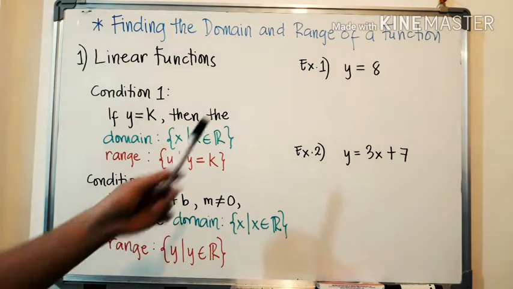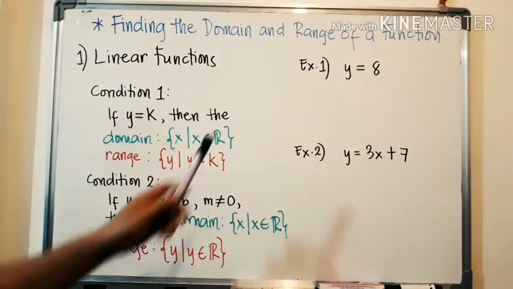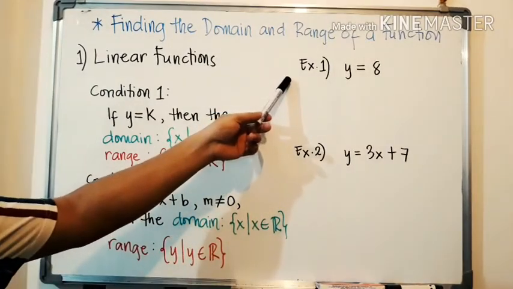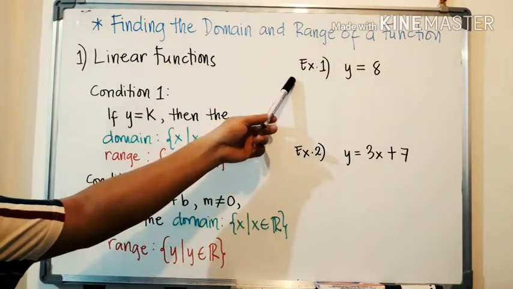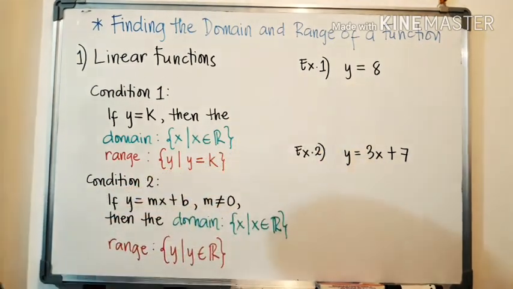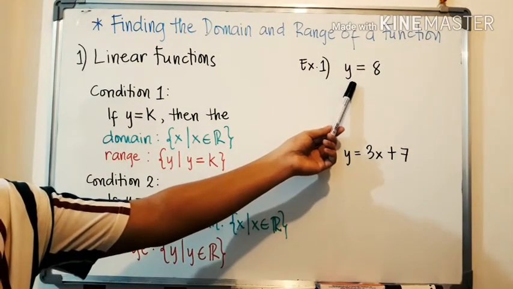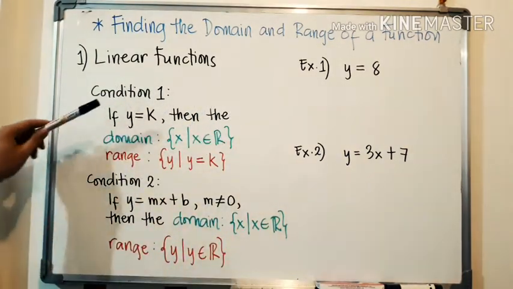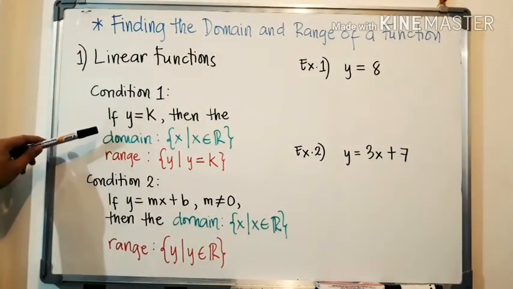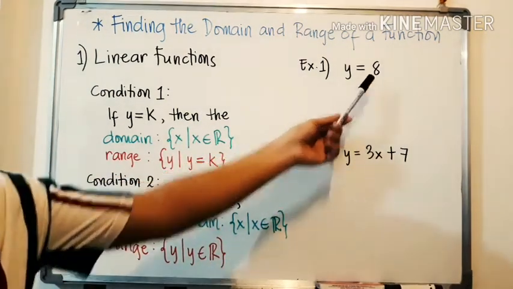So let's have these two examples. So example number 1, find the domain and the range of this linear function y is equal to 8. Notice that this linear function y equals 8 falls under condition number 1, where our k is the number 8.